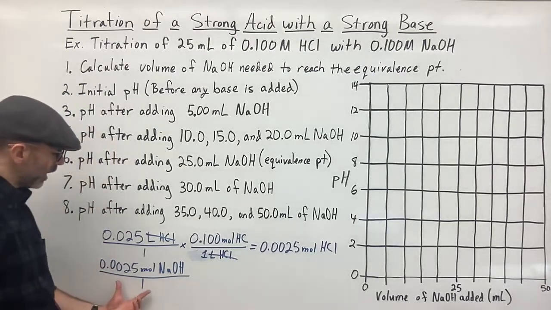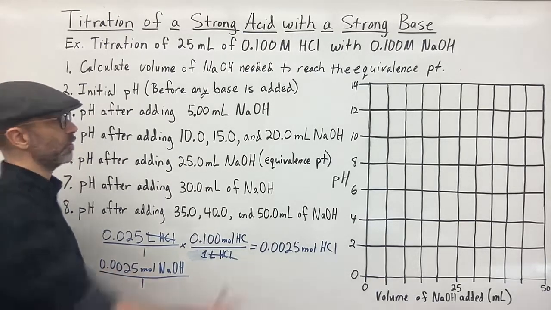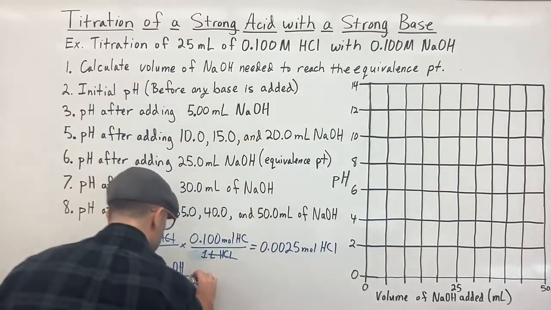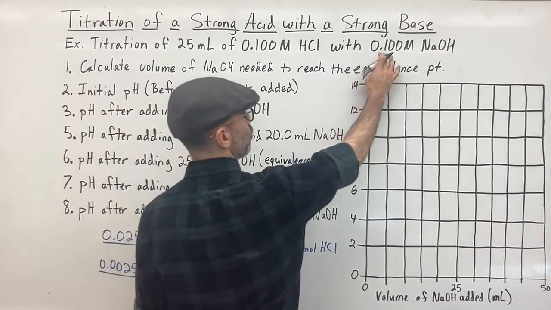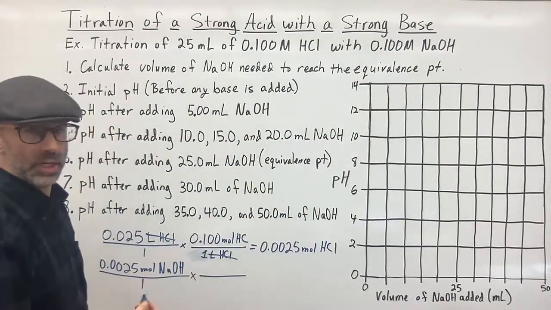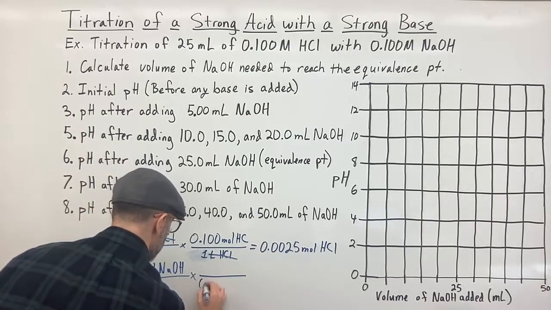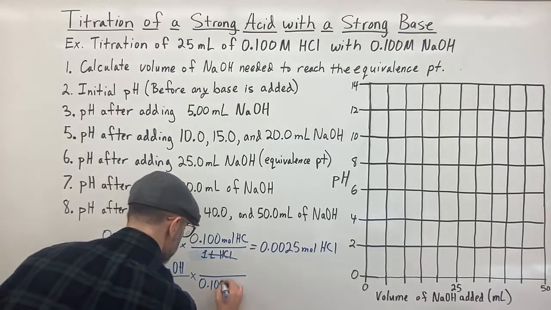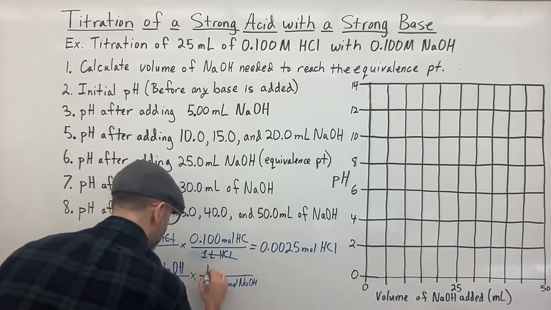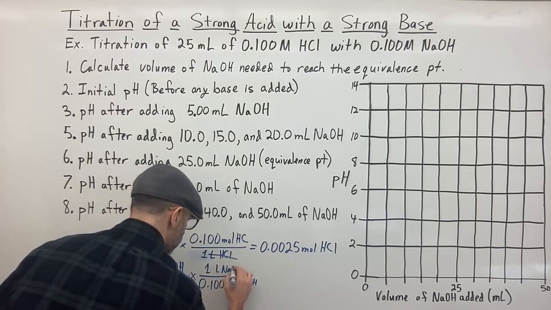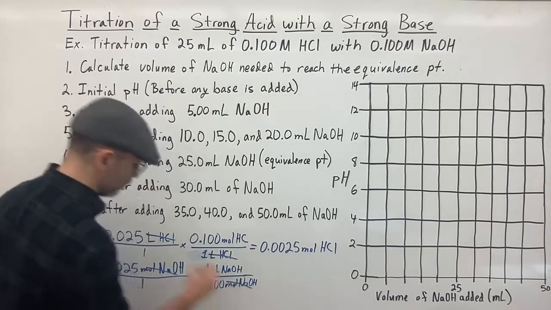And now that I have my moles of NaOH, I need to convert that to volume. So I'm going to use my molarity, again as a conversion. So again, this is 0.100 moles per liter. And since I have moles here, then the moles are going to go on the bottom: 0.100 moles of NaOH. And then I have 1 liter of NaOH solution on the top. So moles cancels out.